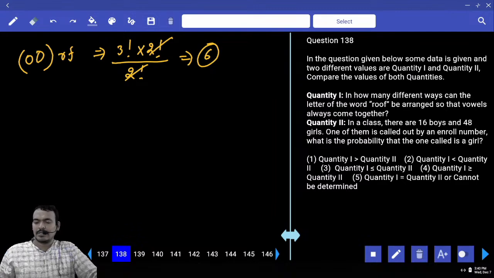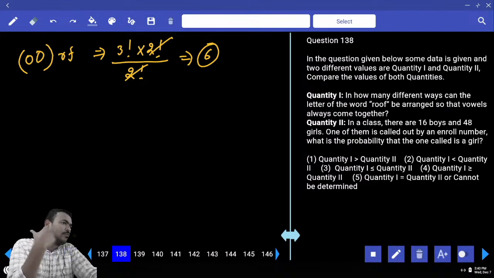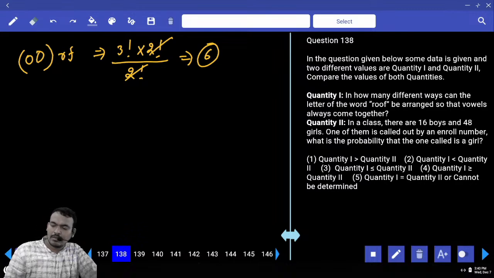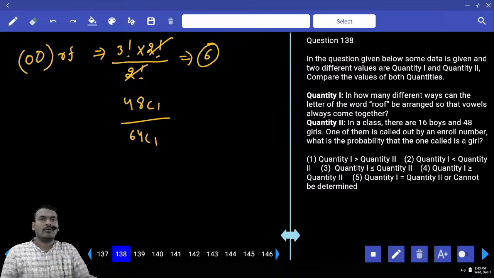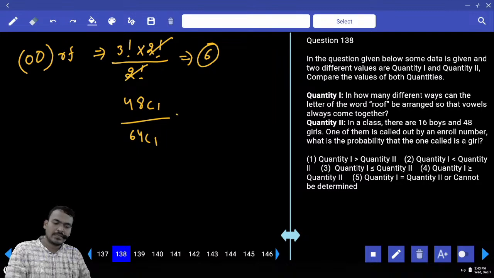In a class there are 16 boys and 48 girls. One of them is called out by enroll number. What is the probability that the one called is a girl? We are selecting how many members? One member. That one member must be girl or boy? Girl. How many girls are there? 48. 48 C1 by total 64 C1. What is the event size? 48 C1. What is the sample size? 64 C1. 48 by 64 is 3 by 4.